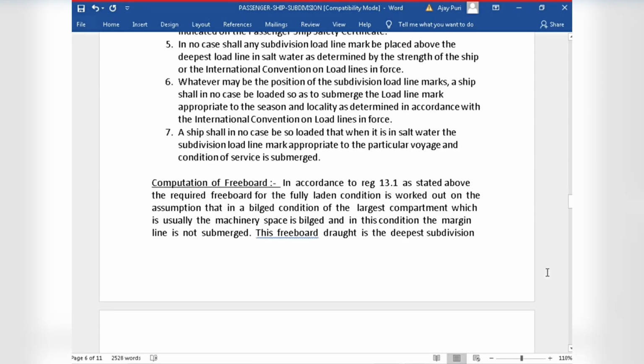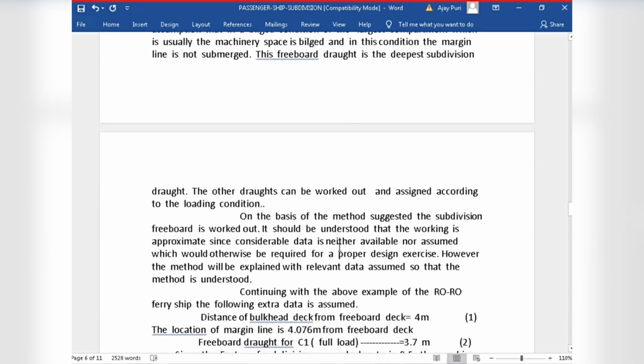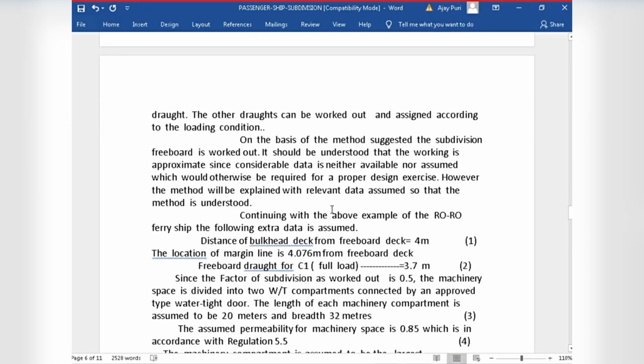Now for the computation of freeboard, the required freeboard for the fully laden condition is worked out on the assumption that, in the bilged condition of the largest compartment, which is usually the machinery space, the margin line should not be submerged. From this freeboard draft and the deepest subdivision draft, other drafts will be worked out and assigned to the loading conditions. So on the basis of the method suggested, the subdivision freeboard is worked out, and it should be understood that the working is approximate, since considerable data is neither available nor assumed, which is otherwise required for the proper design. So here we'll have the explanation.